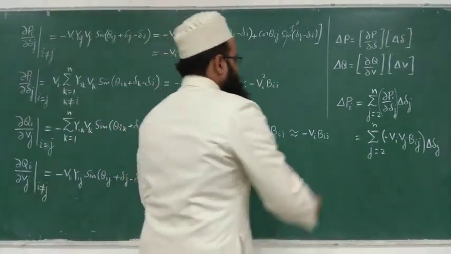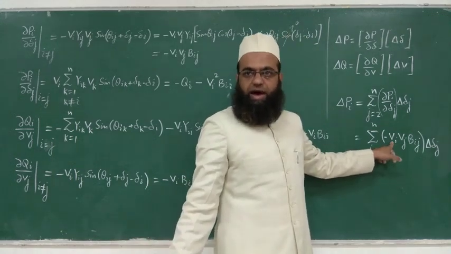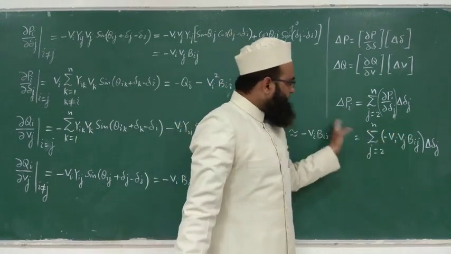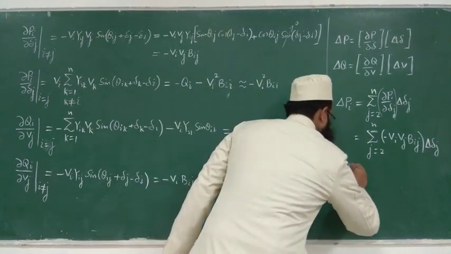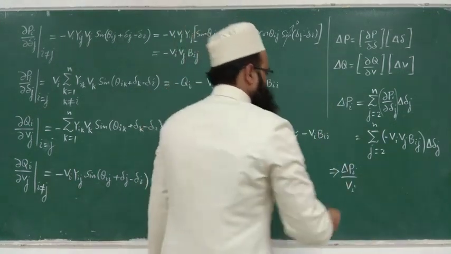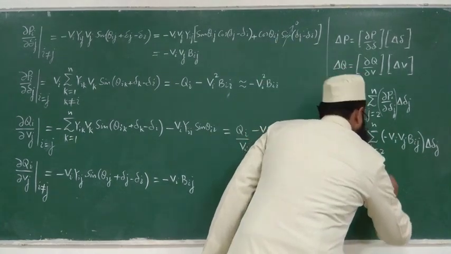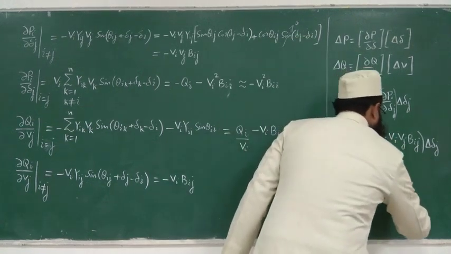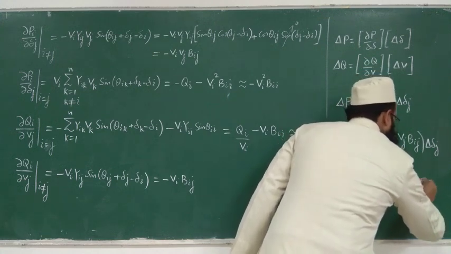After this, see, Vi is the voltage magnitude of the ith bus. We are writing the active power mismatch for the ith bus, so take all ith bus quantities together. So we may write this implies del Pi upon Vi, corresponding to the ith bus, will be equal to summation J equal to 2 to n of minus, Vi is gone, so Vj Bij delta.